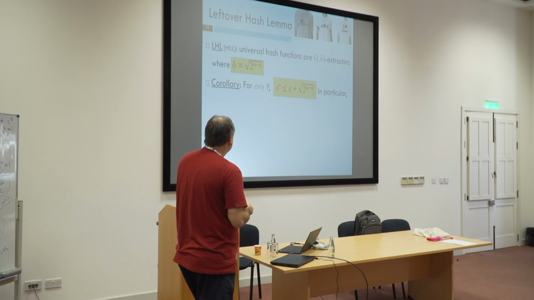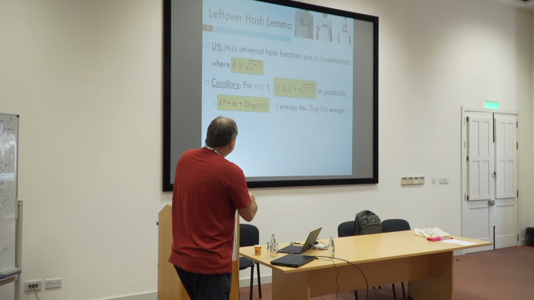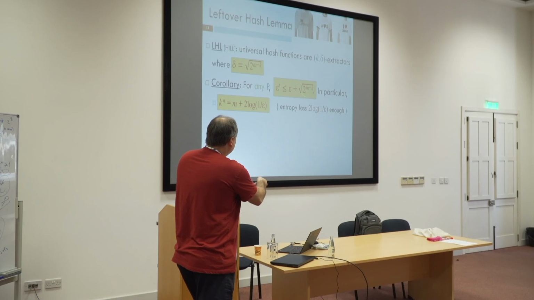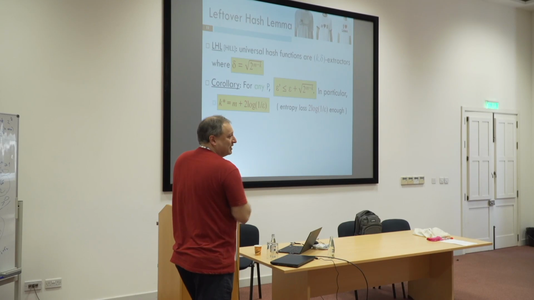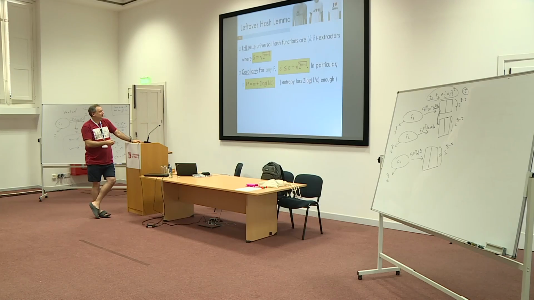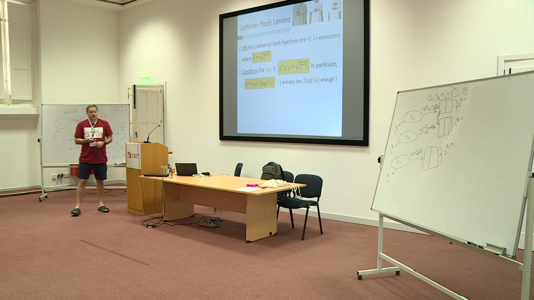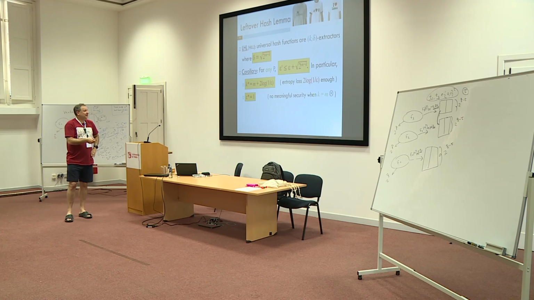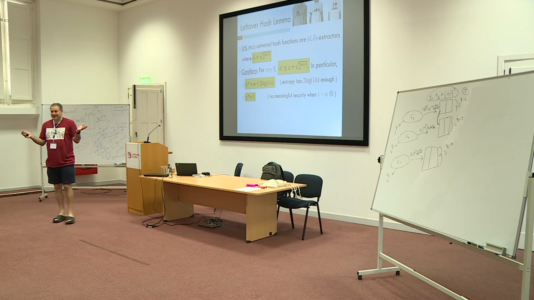So this is what it gives us. In particular, this is where this 2 log 1 over epsilon comes in. If I set m to be k minus 2 log 1 over epsilon, that's how I get another epsilon, right? So this is basically why we get this entropy loss of 2 log 1 over epsilon. On the other hand, the leftover hash lemma gives us absolutely nothing if m is equal to k; I get 1. Basically, in this level of generality, I have to lose something. I cannot extract everything that I have.